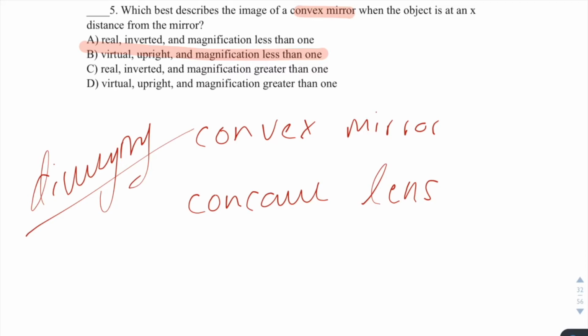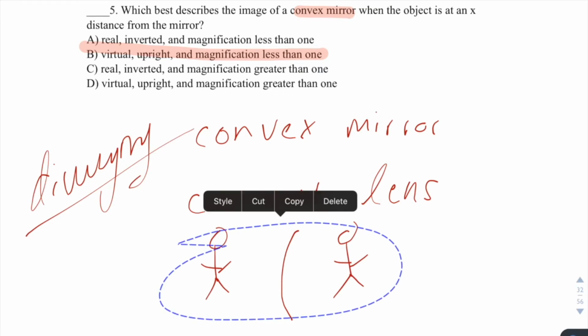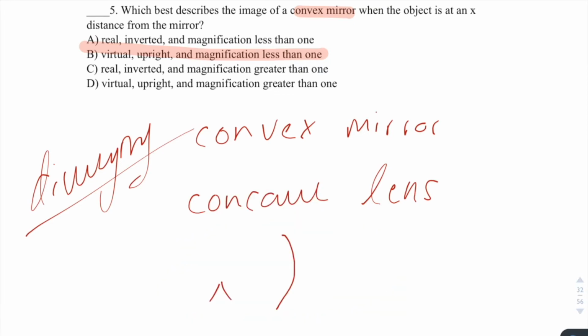At that point, I need to remember that if this is a mirror, a convex mirror, then the virtual side is on the opposite side of the mirror, because that's where we see our virtual images. And then if it was a concave lens, I have to remember that the same side is the virtual image, because I would expect in reality for a real image to appear on the opposite end of the lens.